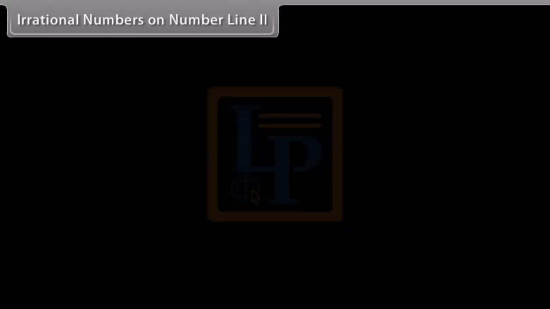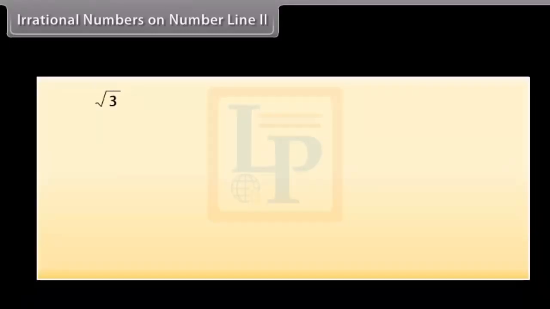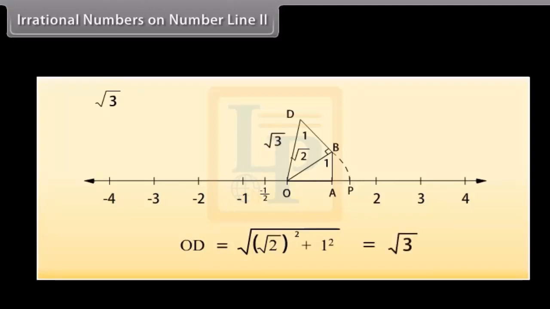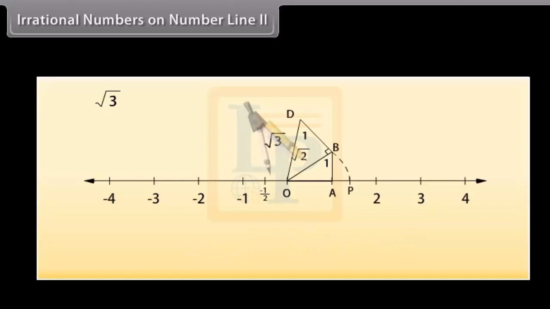Irrational numbers on number line 2. Similarly, to locate square root of 3 on the number line, we will construct BD of unit length perpendicular to OB. Then, by Pythagoras theorem, OD is equal to square root of square root 2 square plus 1 square, which is equal to square root of 3. Now, by using the compass with center O and radius OD, we will draw an arc intersecting the number line at point Q. The point Q corresponds to square root of 3 on the number line.